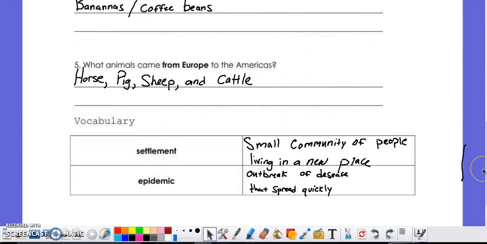Finally, we had 2 vocabulary words. One I hadn't mentioned was settlement. When Columbus came over, he wanted to settle new land for Spain because they funded the trip. A settlement is a small community of people living in a new place.